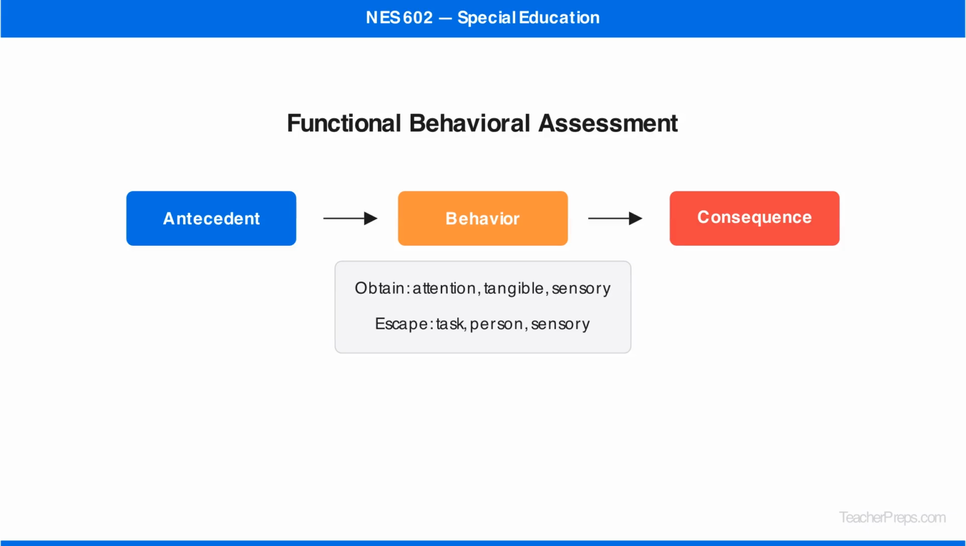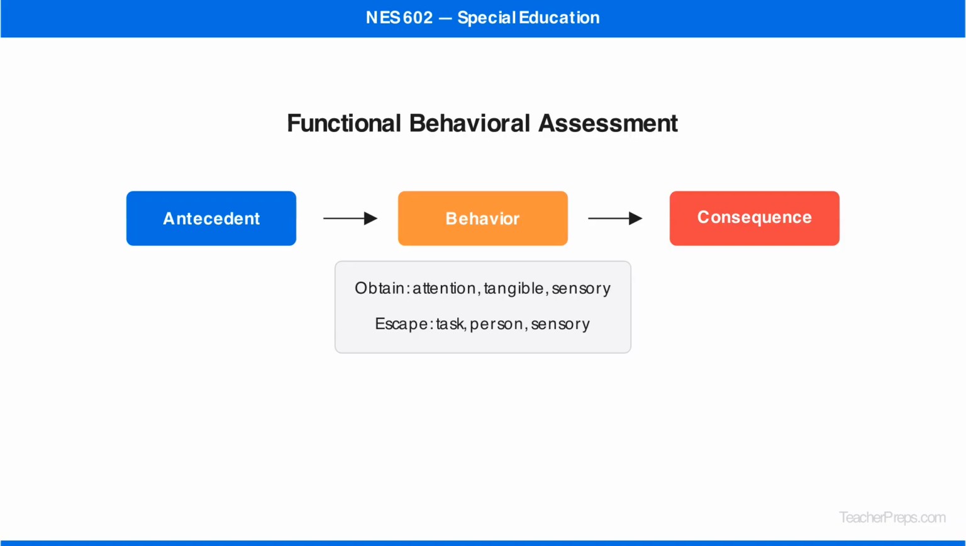The student is either trying to obtain something, like attention, a tangible item, or sensory input, or trying to escape or avoid something, like a task, a person, or sensory input. Once you identify the function, you teach a replacement behavior that serves the same function in a socially acceptable way.